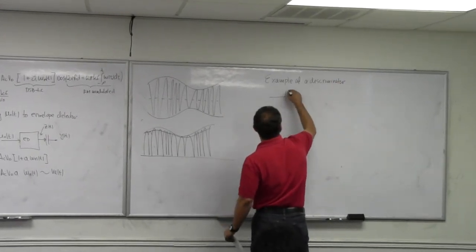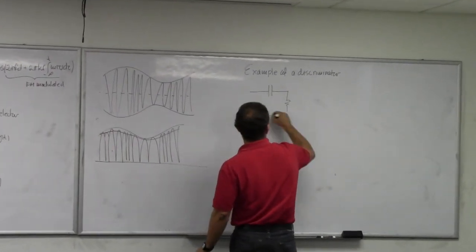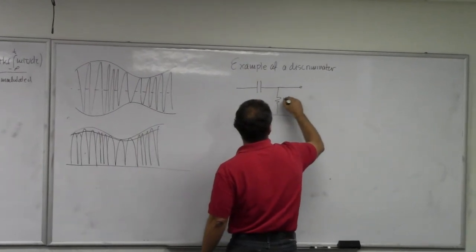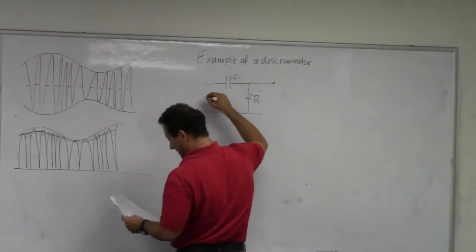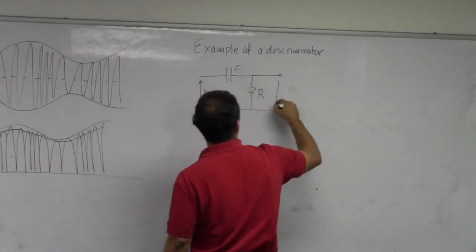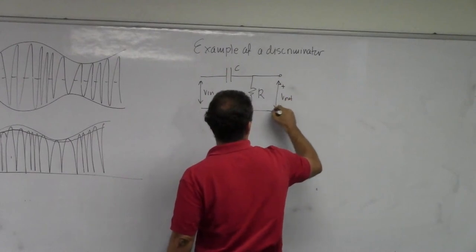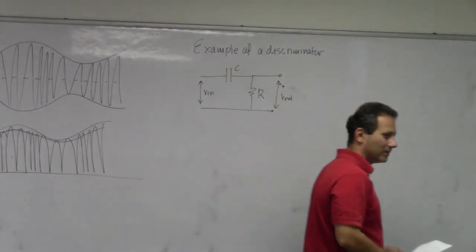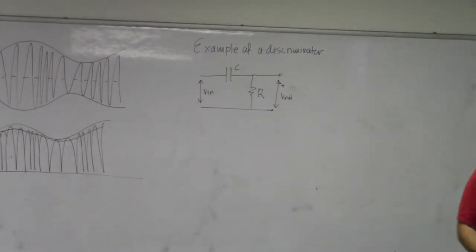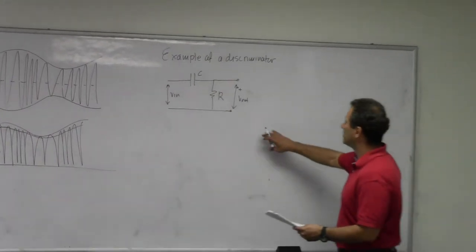Let's look at a circuit that looks like this. R, C. I put here V in, and I draw V out. One would be very, very hard pressed to find anything simpler than this circuit. And what is the transfer function? What is the frequency response of this circuit?